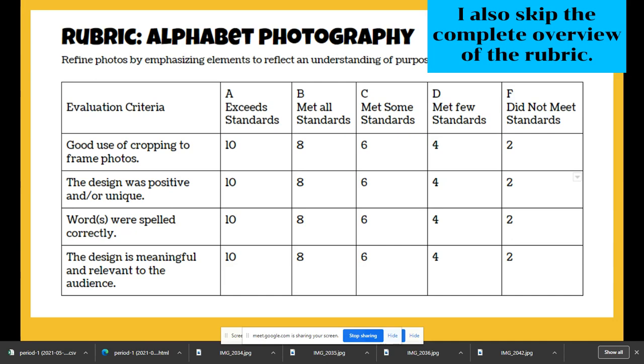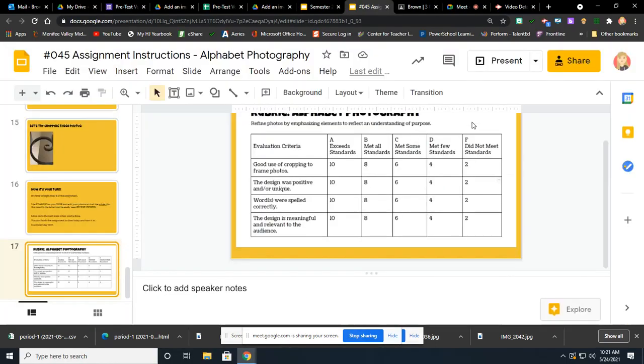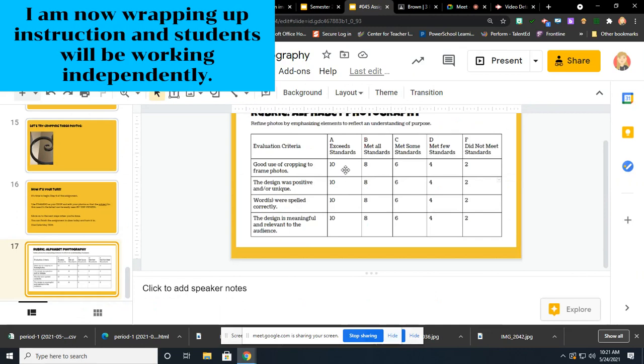Remember, you can take your pictures big and then just crop them in Google Slides like I did. So don't worry about taking a really tiny photo. You can always do that editing in Google Slides.